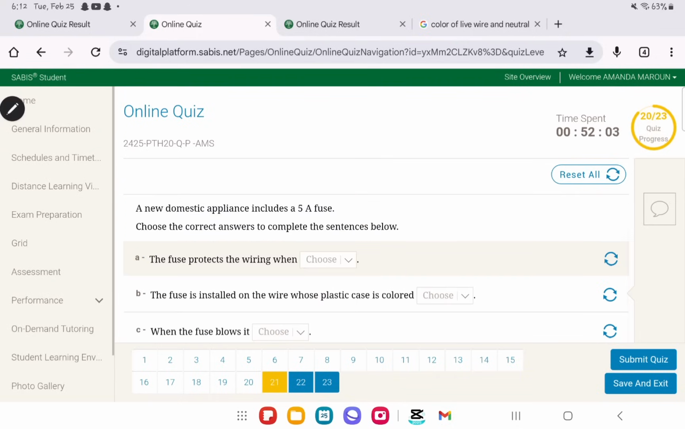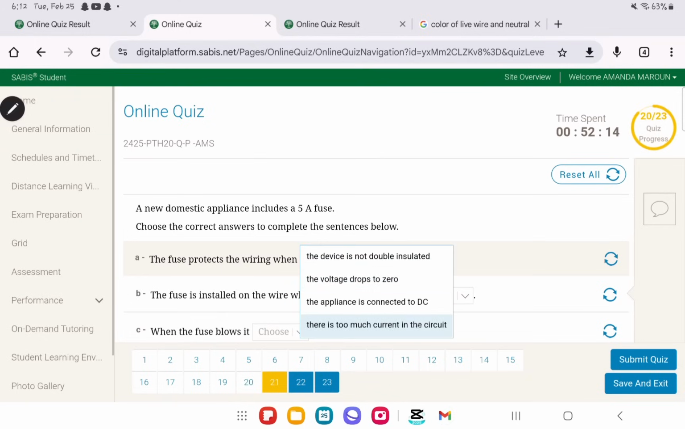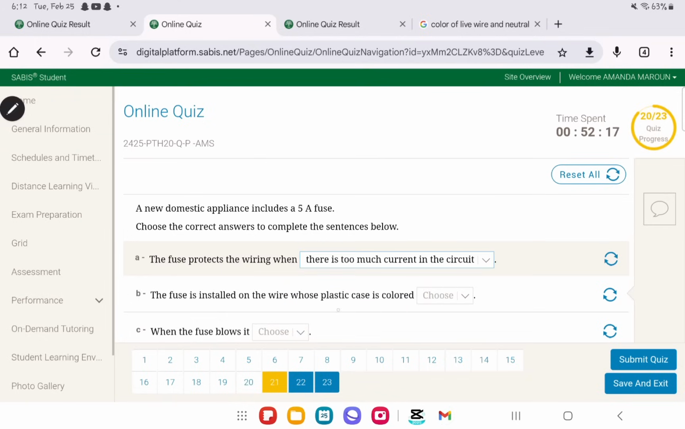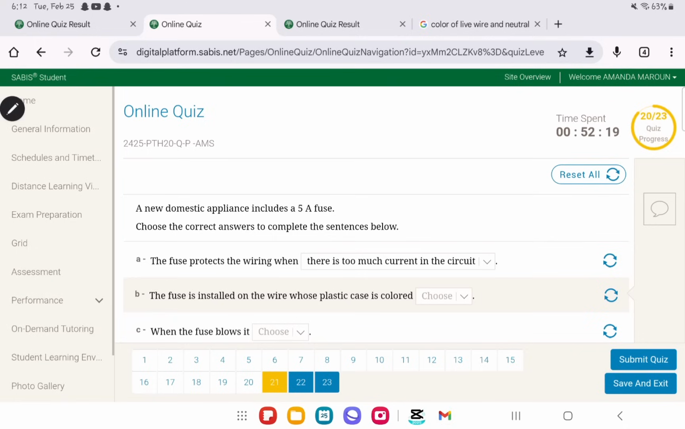Now, we move on to question number 21. A new domestic appliance includes a 5 ampere fuse. Choose the correct answers to complete the sentences below. The fuse protects the wire when there is too much current in the wire, because too much current might damage the device. A fuse is installed on the wire whose plastic case is colored brown.